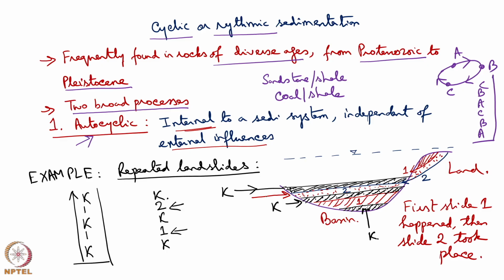Now, this process was internal. Sediments which were depositing here, of course, came from some other source, but the deposition happened here and the landslide was happening in the shore area. Far away from this basin and far away from the source, nothing came.